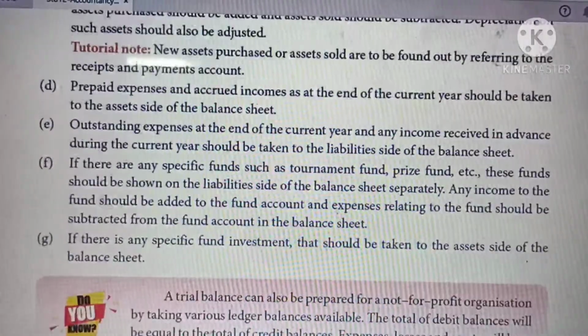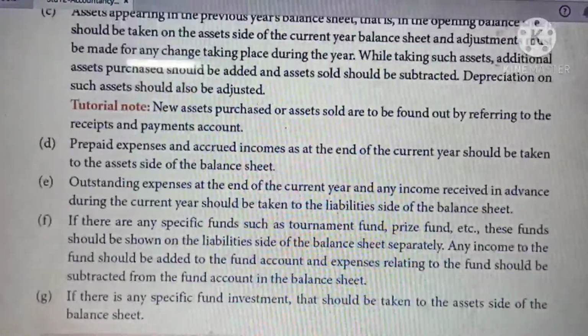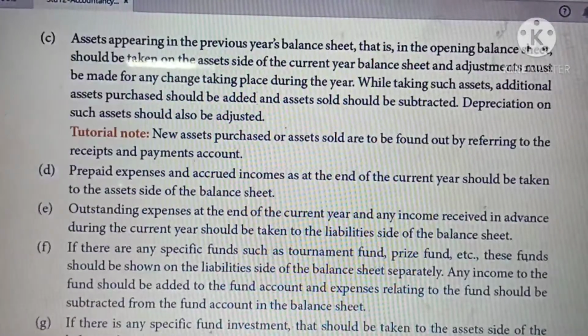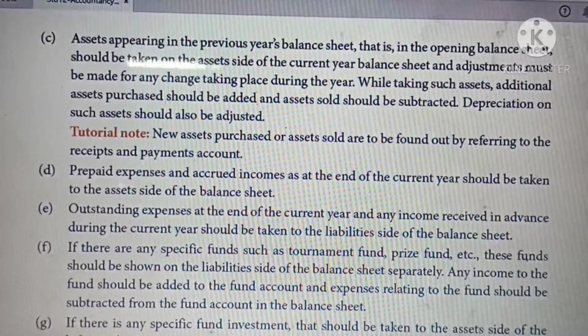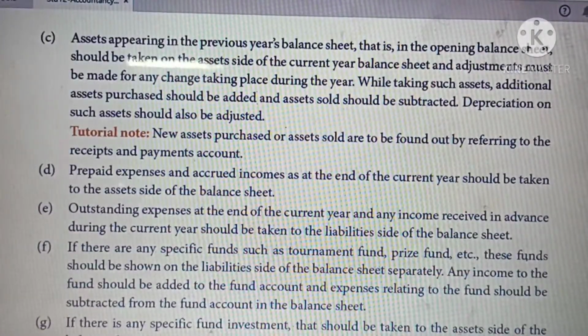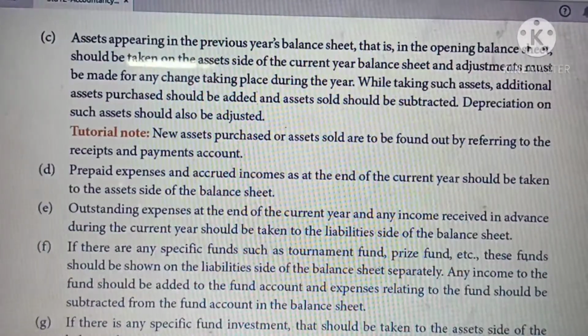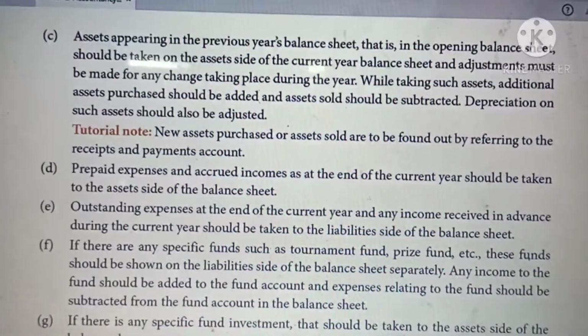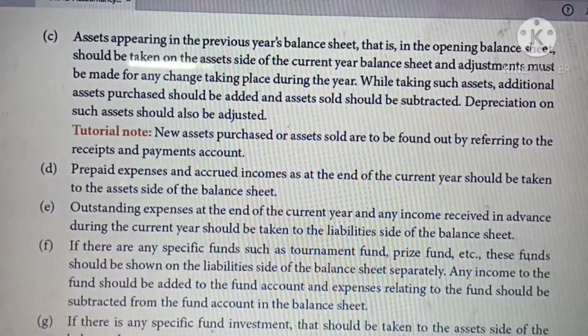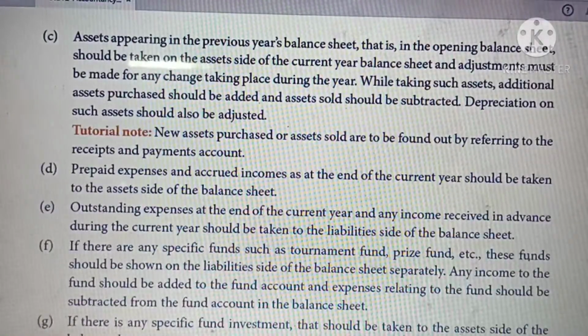These are all the important points about the balance sheet. Before you work out the illustration problem or exercise problem, you must learn these statements. You must learn all these things, and then only it's easy to prepare a problem.